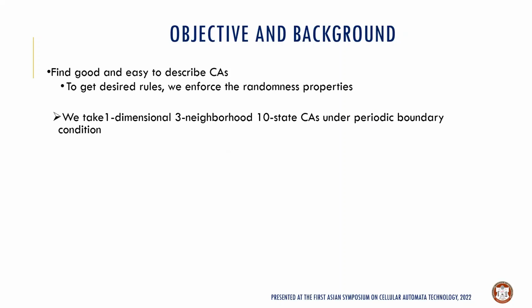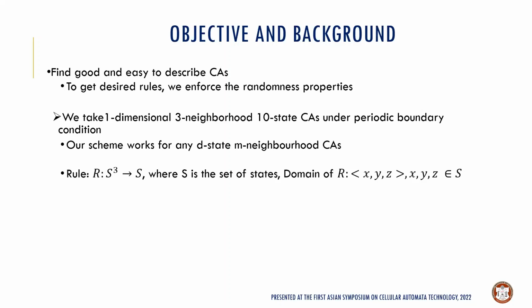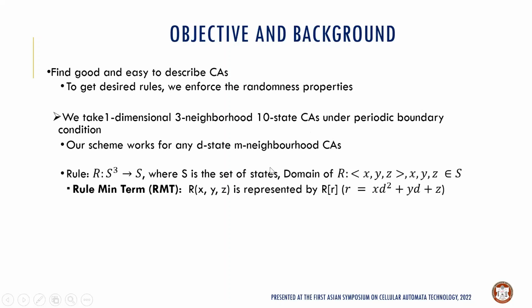Here we take one-dimensional 3 neighborhood 10 state CAs under periodic boundary condition. However, the schemes work for any distant neighborhood CAs. As I have taken the 3 neighborhood combination, the rule is S cubed to S, where S is the set of states, and the domain of R is X, Y, Z, the left, self, and right neighbors. Now, as was mentioned earlier, this combination X, Y, Z is called a rule min term or RMT in our work, and it is represented by its decimal equivalent.